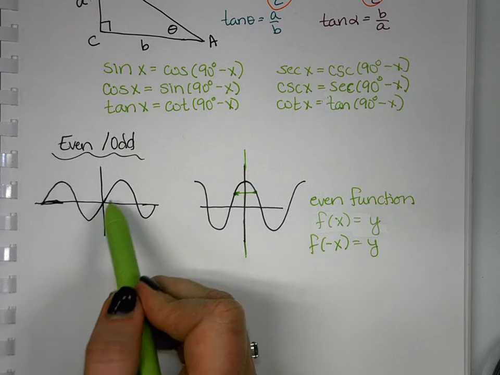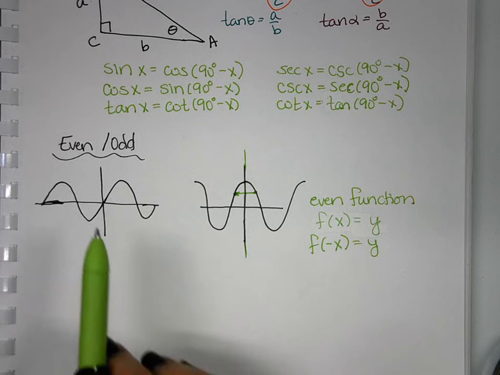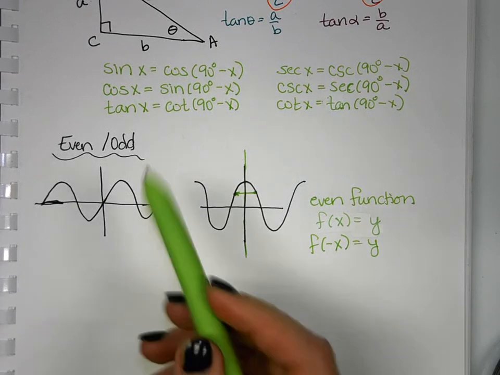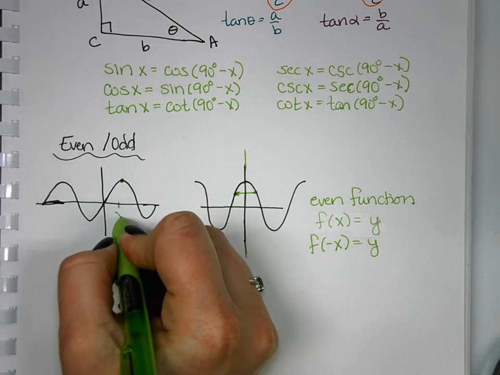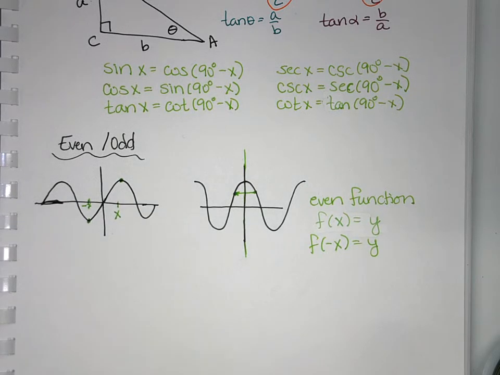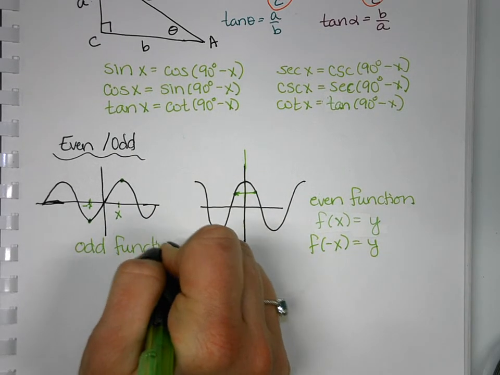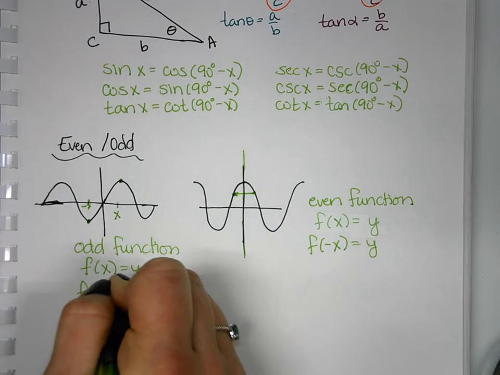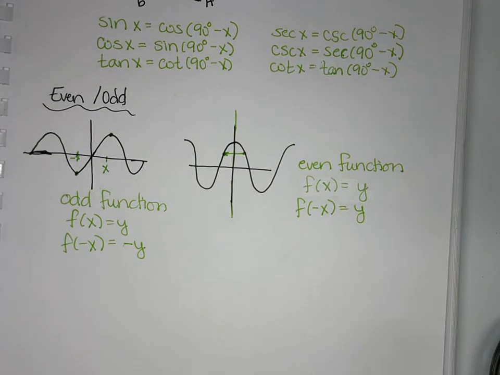Now odd doesn't have this mirroring effect at the y-axis. It actually has more of a mirroring effect about the origin, or the diagonal y equals x. If this is x and you go to negative x, you would have the exact opposite of what your first one was. So for an odd function, if you plug in x, you'd get a y. But if you plug in the opposite of x, you would get the opposite of y as your answer. That's what makes something odd.